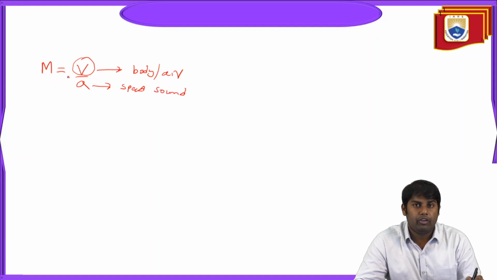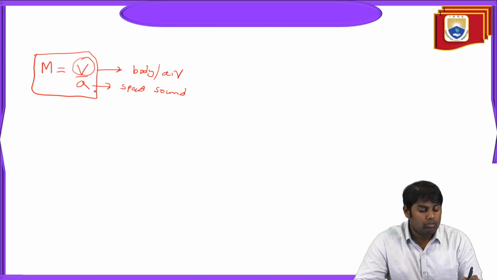So if you are evaluating this Mach number for the medium as air, we have to use the speed of sound in air. And if you are evaluating that Mach number in water, you have to use the value of speed of sound in water. Whatever the medium you are evaluating, you need to evaluate the speed of sound in that medium, and similarly the speed of the object traveling in that medium.